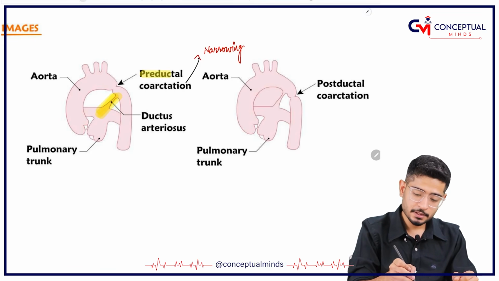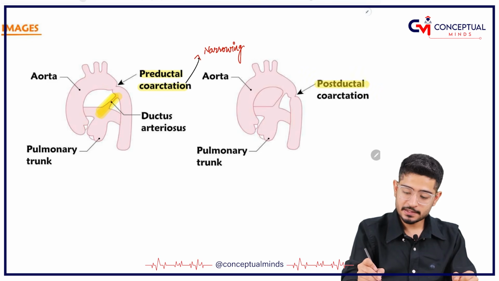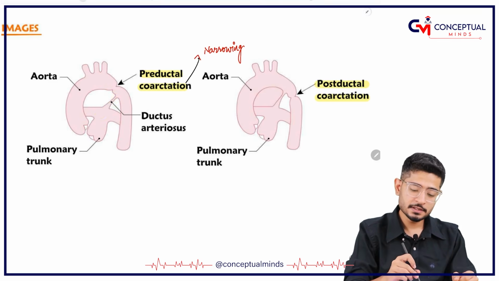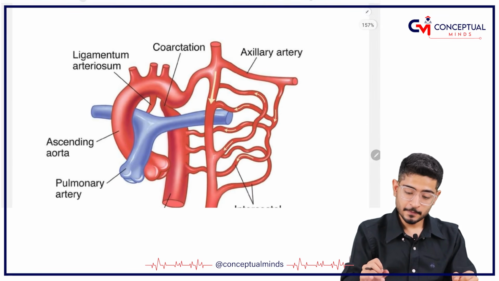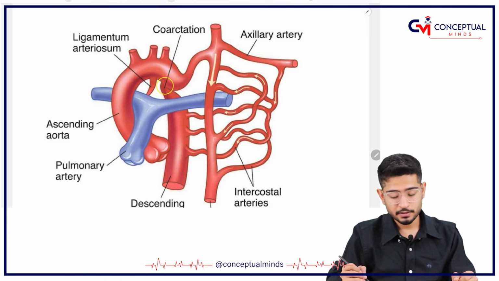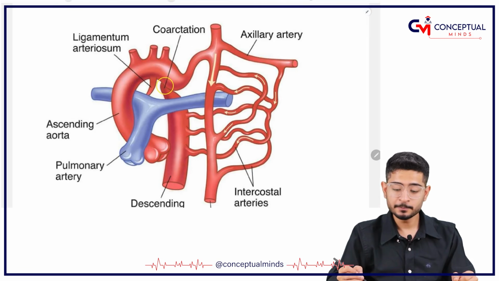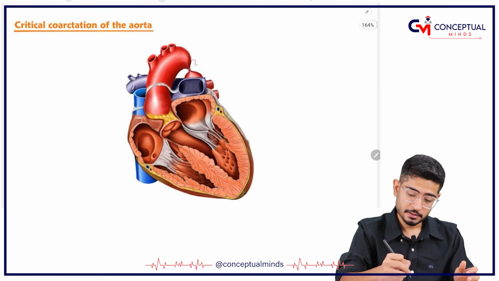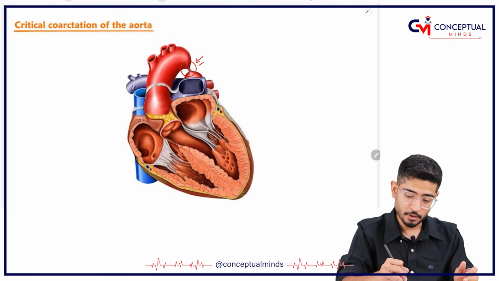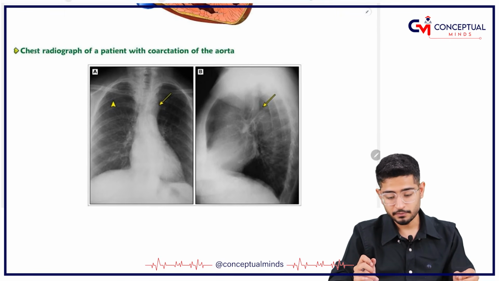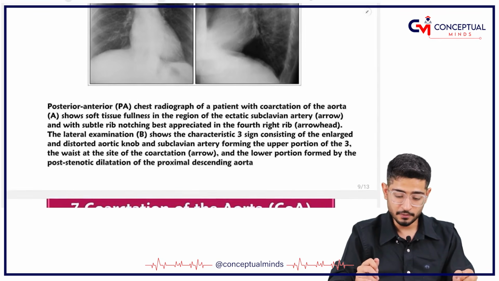This narrowing can be a pre-ductal coarctation, or this narrowing can be a post-ductal coarctation. So this thing you have to keep in mind. Can you see here, this is a coarctation which is happening. I just want you to understand. See here, this is also an example of coarctation. This is important for understanding coarctation of aorta.